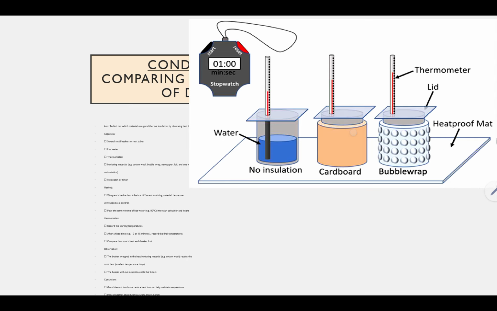Here's another example. If I got three different beakers, one with no insulation, one insulated with cardboard, and the third insulated with a bubble wrap. The one with no insulation will drop its temperature the fastest, cardboard less, and the insulated bubble wrap will be the least temperature lost.